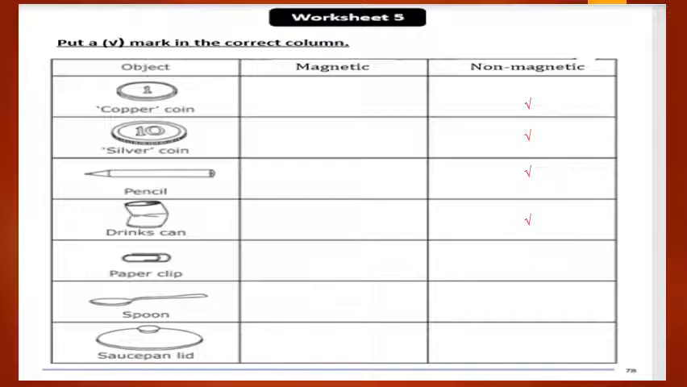What is it made of? The paper clip is mainly made of iron or steel, so this will make the paper clip magnetic. And the spoon, I told you to consider it a steel spoon, so this will make it magnetic too. As for the saucepan lid, we consider it glass, so glass, of course, is a non-magnetic material.